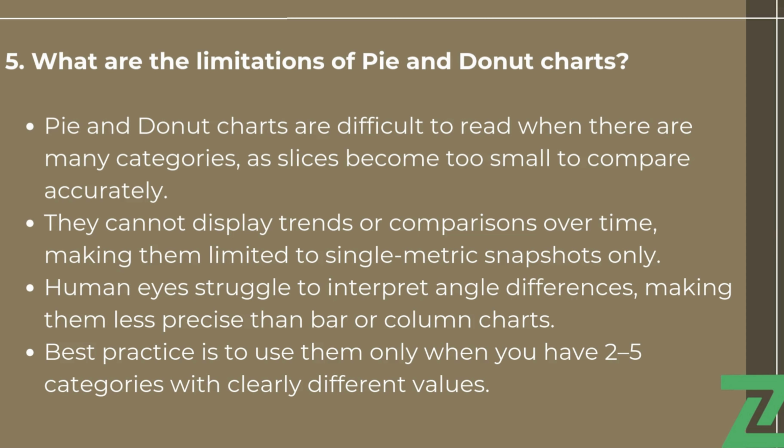Human eyes struggle to interpret angle differences, making them less precise than bar or column charts. Best practice is to use them only when you have 2 to 5 categories with clearly different values.